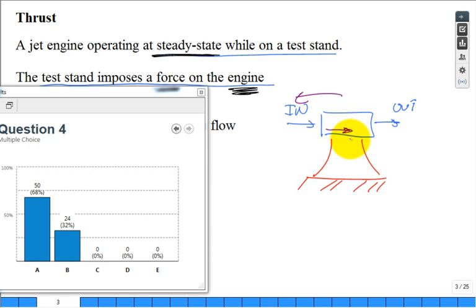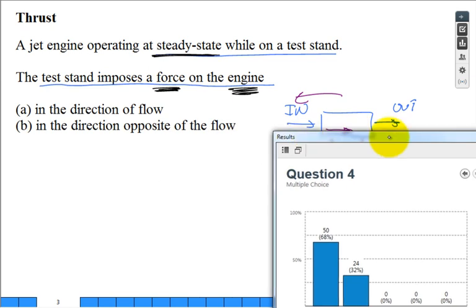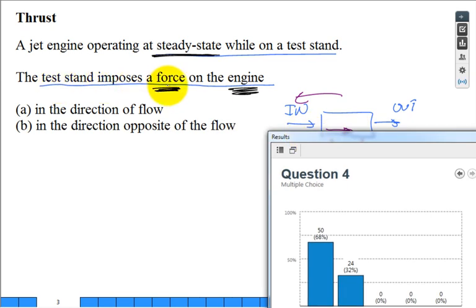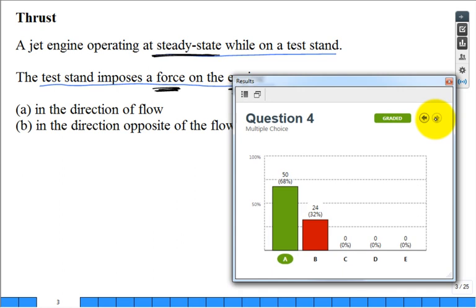Now, you're confusing it. If I do a free body diagram of the test stand, what does it feel? That force. That's the direction of force it feels. But the engine feels the force in the opposite direction, in the direction of the flow. So doesn't the test stand impose a force on the engine in the direction of flow? True? Do you agree? All right, let's go back to question two.